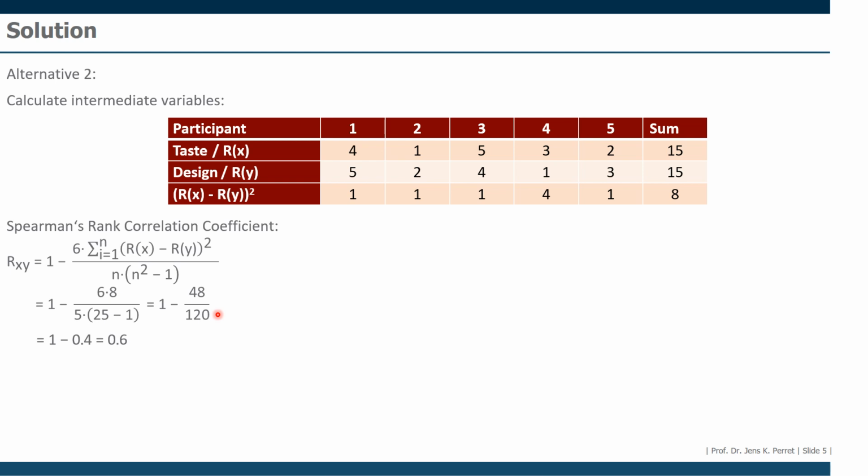Well, this would actually be strange if this wouldn't turn out to be the same result as before. However, this is only the case due to the fact that each rank appears only once. If this weren't given, then we would get a significantly different result here with alternative 2 than with alternative 1. So that's something to keep in mind. This shortened version only works if you assign each rank only once, or using some more precise terms, if we do not have ties in our dataset.